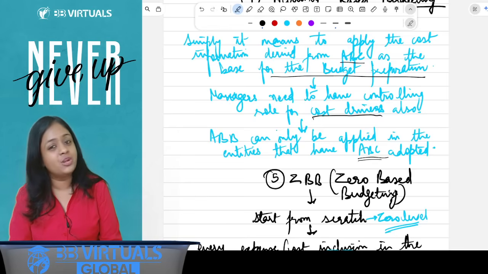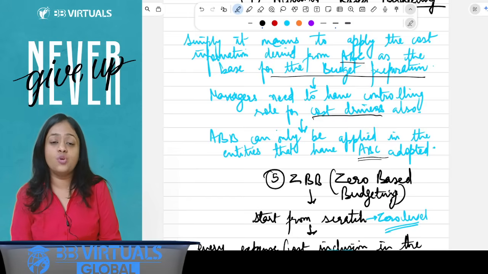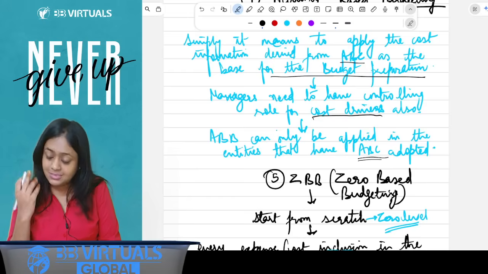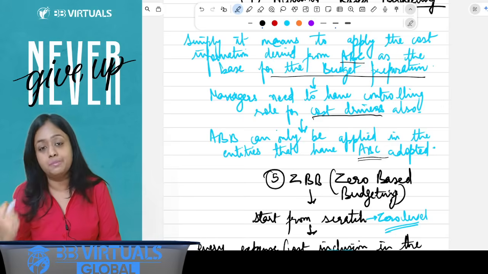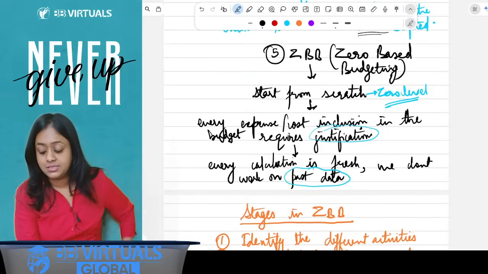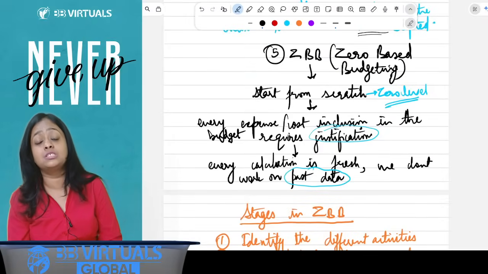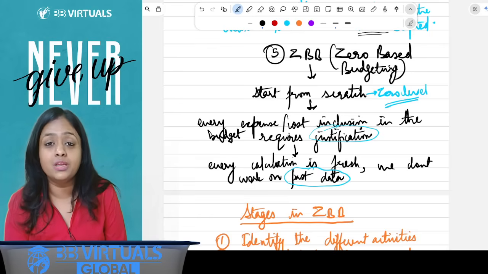Otherwise, ABB can never be applied if ABC is not already followed as an overhead allocation method. Simply, it is the same only, but when it is a part of budget, we call it as ABB. Zero-based budgeting, one of the most important pointers. ZBB simply says, boss, start everything from scratch, give a reason for why we are including a particular expense.